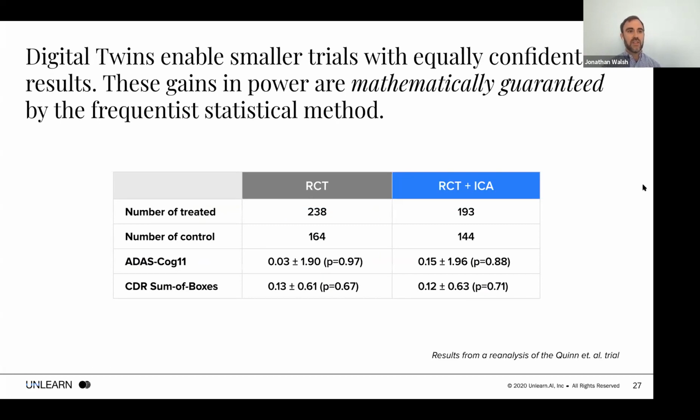So the result is very encouraging. The design with digital twins has a result equivalent to the value and confidence of the larger original study. The observed average treatment effect and its uncertainty are consistent with those in the original study, with approximately 20% fewer subjects in the trial. This isn't just an accident. The frequentist method that we're using mathematically guarantees these gains that are dependent on the quality of the digital twins and the ability to model the subject outcomes.